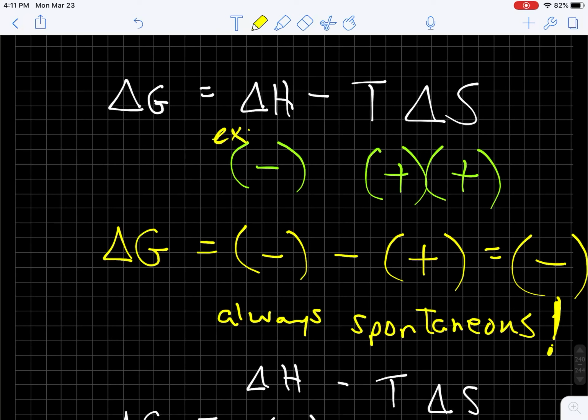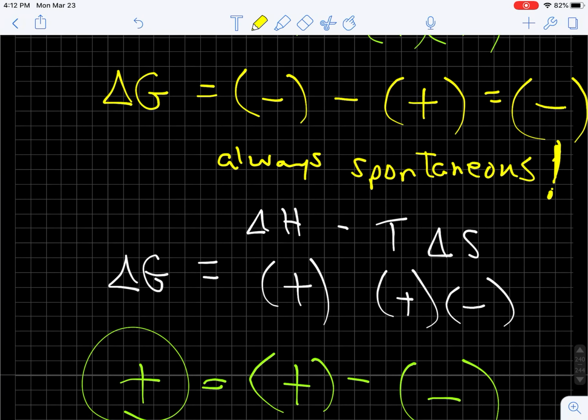And if delta H is exothermic, then we would have a negative value. The temperature is always some sort of positive value because it's in Kelvin, and delta S is an increase in entropy. So in this first example, we're following both of these principles. No matter what numbers we put in here, we're always going to get a negative value. This term becomes positive times positive, which is positive, and then we do negative minus a positive, which always comes out to be negative. So always spontaneous.